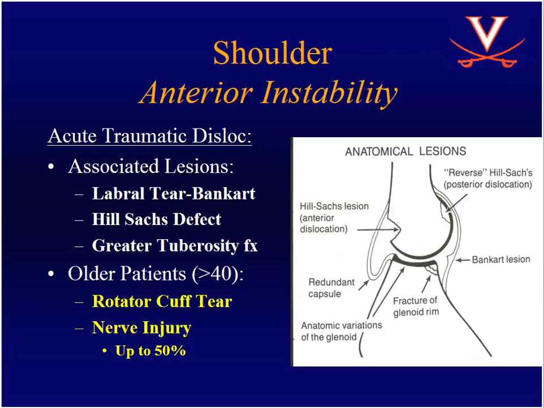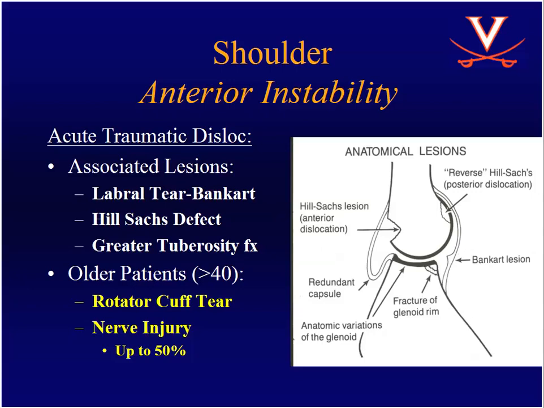Associated lesions with anterior dislocations include the classic Bankart tear, the essential lesion, and Hill-Sachs defects, which are of little consequence unless they're very large and engage the humerus. If they engage the humerus when you're looking at it arthroscopically, then you need to do something about it.